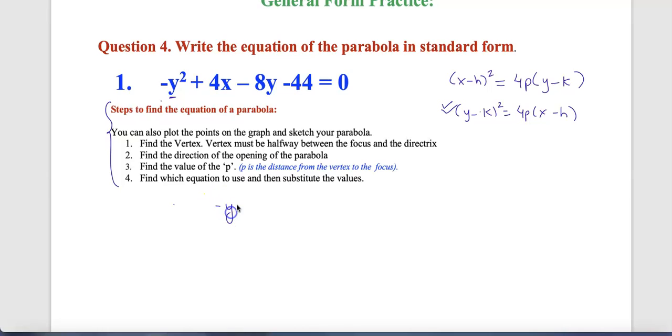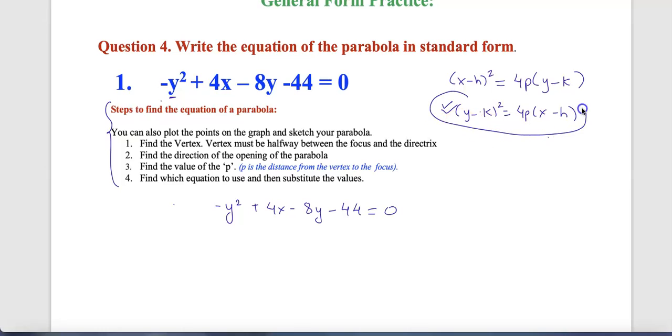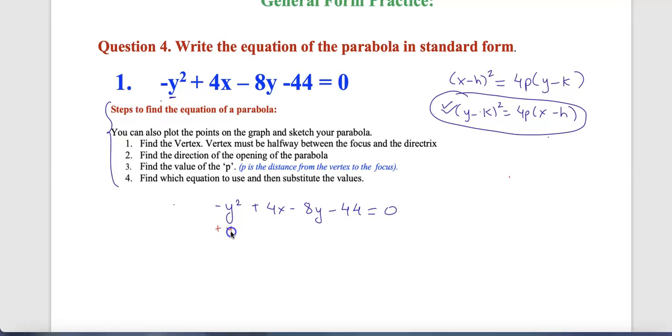So this is like this: negative y square plus 4x minus 8y minus 44 is equal to 0. Now do keep in mind, what I'm trying to do is write my equation in this form over here. So I will add y square to both the sides, because I'm trying to bring my y terms on one side and my x terms on one side. I'm adding 8y to both the sides over here. So on my left side, I'm left with 4x minus 44 is equal to y square plus 8y.